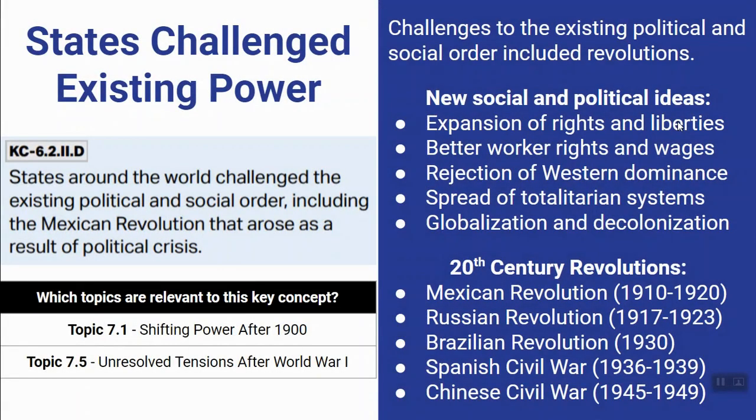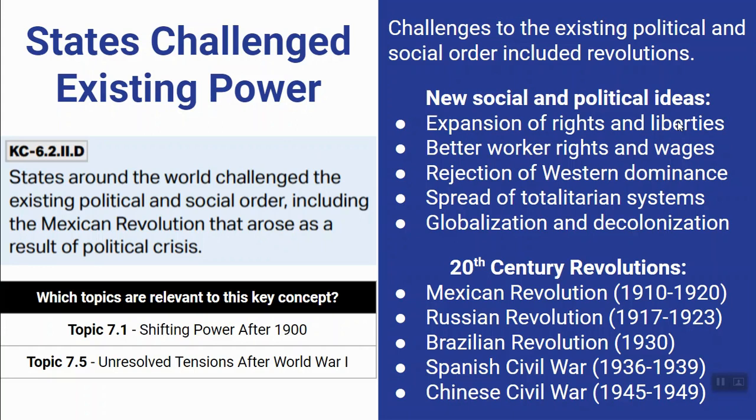Key concept 6.2.2.d says that states around the world challenge the existing political and social order, including the Mexican Revolution that arose as a result of political crisis. And the bottom line here is simply that there were challenges to existing political and social orders within states.